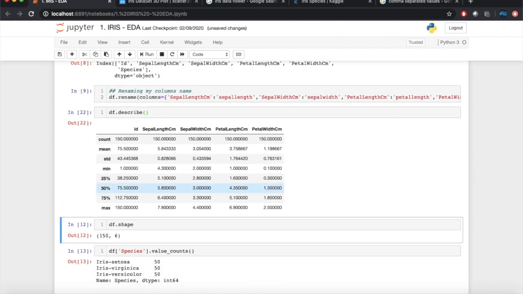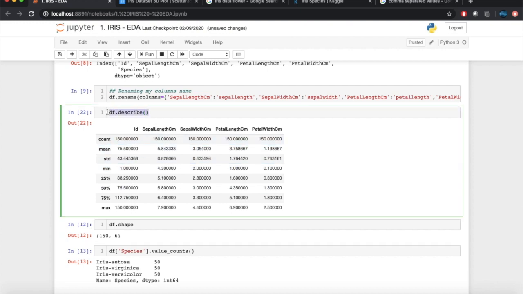Okay, this is a very important step. This single line of code will help us a lot in data analysis. So we see that this single line of code helps us get the maximum value, minimum value, mean, count, standard deviation, and the 25th, 50th, and 75th percentiles also.